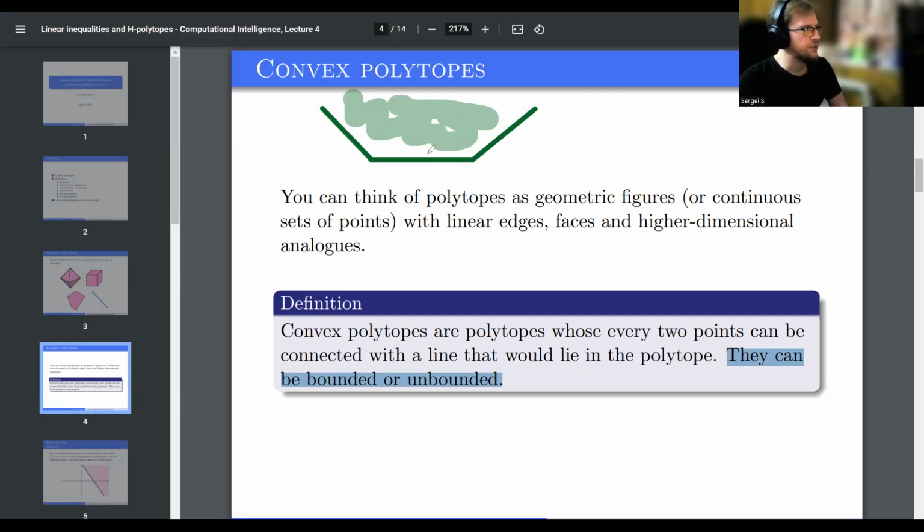So it doesn't have to be bounded. In fact, a half space is also something we can call an H polytope. It wouldn't have a single vertex.